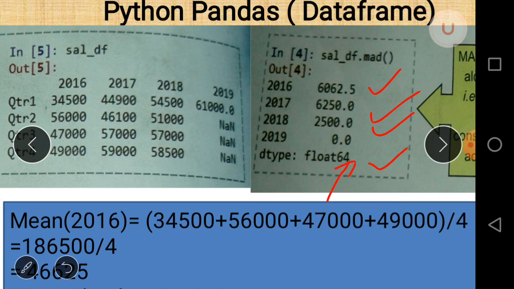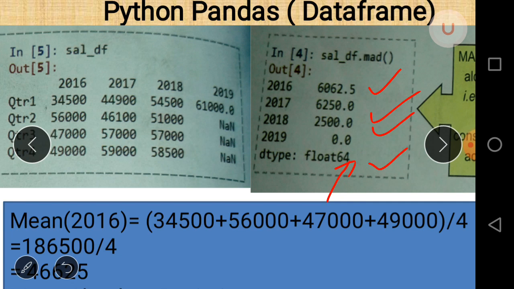So that is the mean absolute deviation along axis 0, and when we calculate it along axis 0, it means column wise mean absolute deviation will be calculated. And the mean absolute deviation for 2016 is 6,062.5, for 2017 it is 6,250, for 2018 it is 2,500, for 2019 it is 0.0, and the data type is float 64.